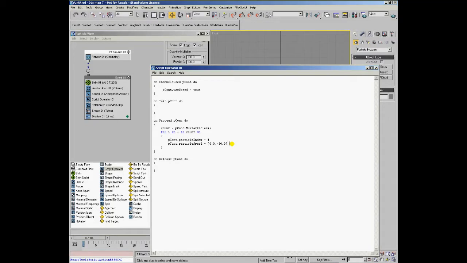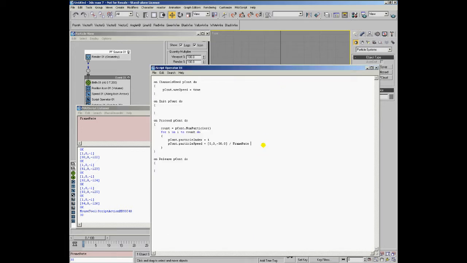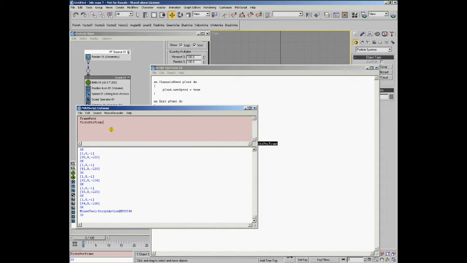First, we know that we have a frame rate of 30 FPS. We can use the global variable frame rate, which returns the number of frames in 1 second. And we'll also have to divide our speed vector by the ticks per frame global variable, which contains the number of ticks in 1 frame.